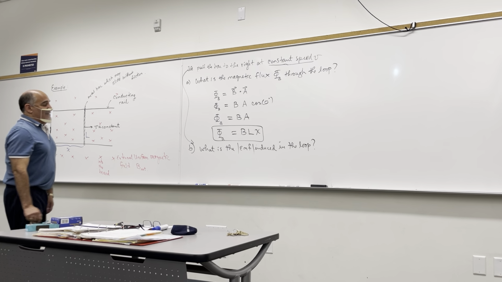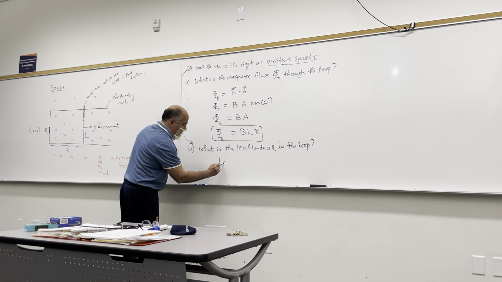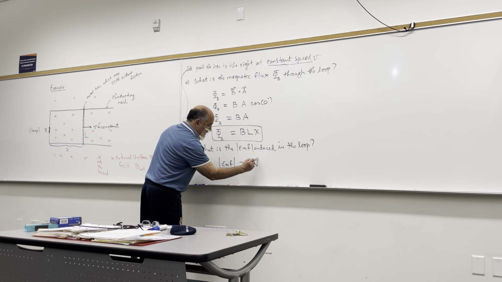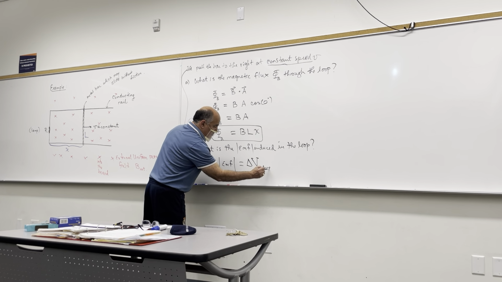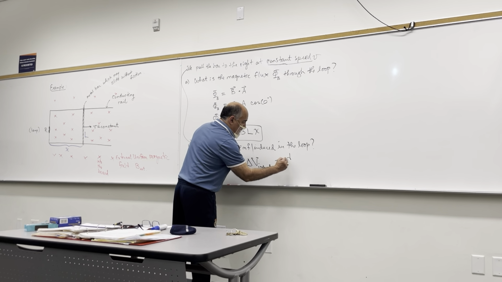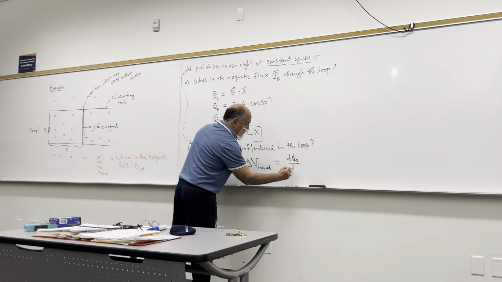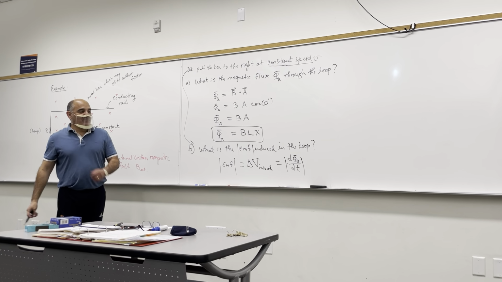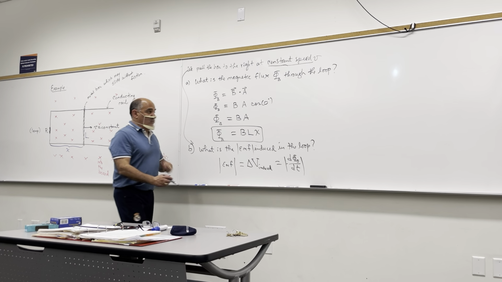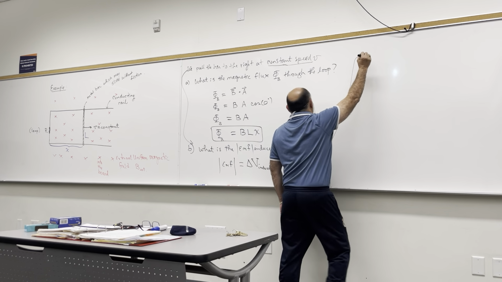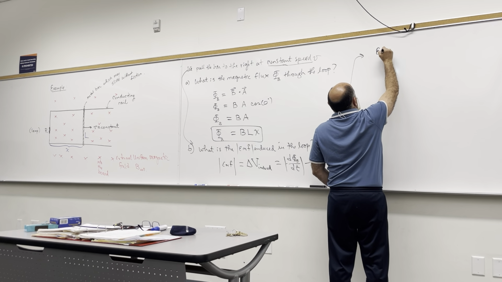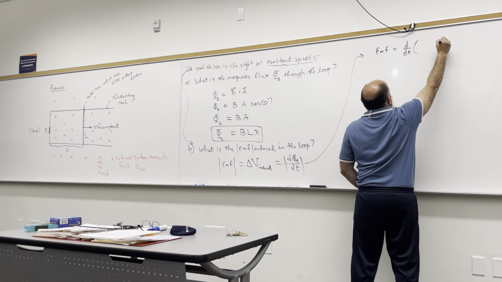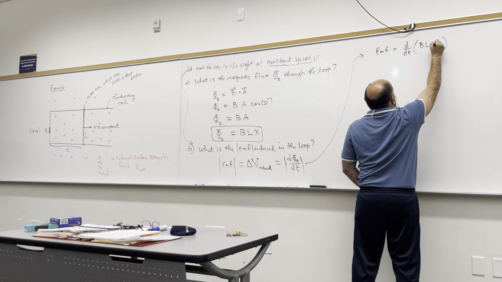So, the EMF, which is the induced voltage, right? If you want to call it like that, that's also fine. Is what? Is the derivative of the magnetic flux with respect to time. There's a minus sign in there, but I'll do this if you like. Now, this would be d/dt of, what is the magnetic flux? BLX, correct?